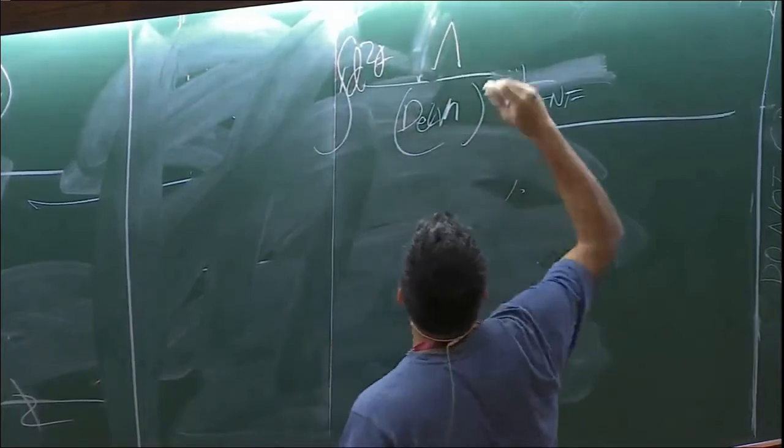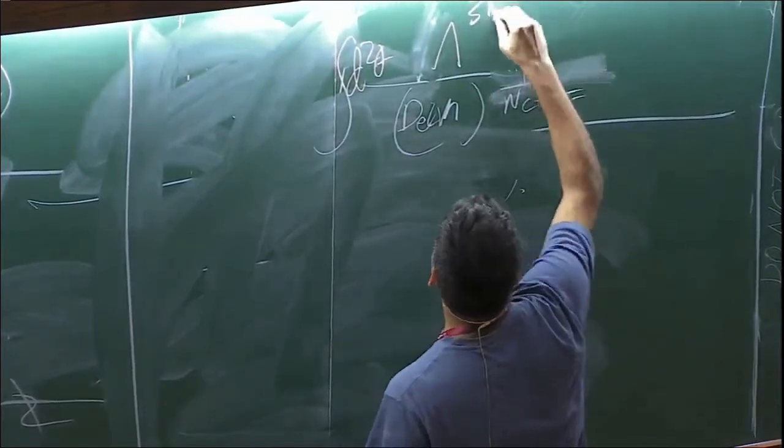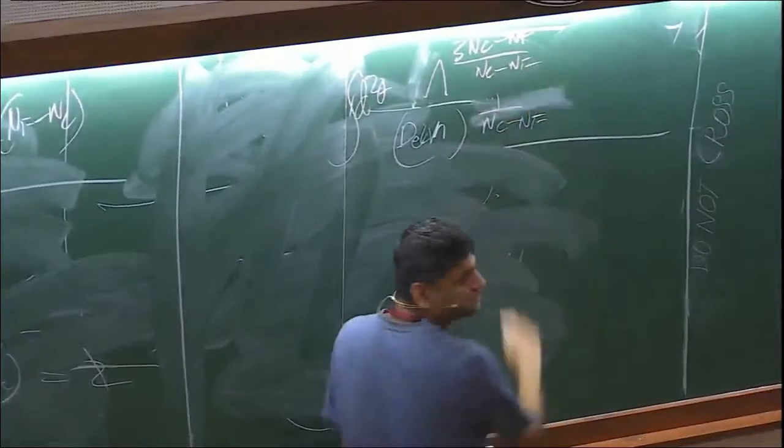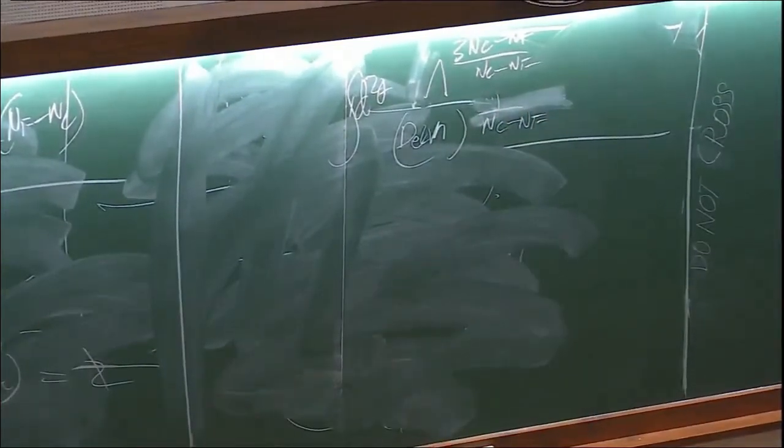D to theta. Now this makes up all charges, but it's dimensionally wrong. If there was a dimensional scale in the problem, and we put the power 3NC minus NF over NC minus NF, then the dimensions will work out right. You can check that.